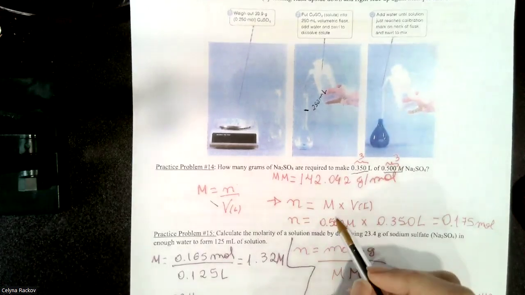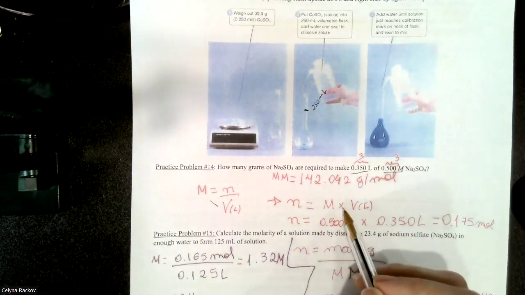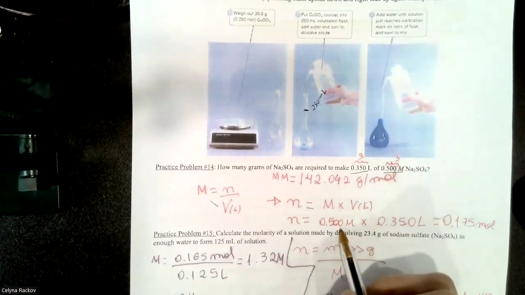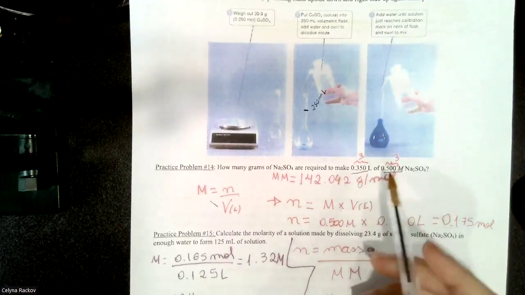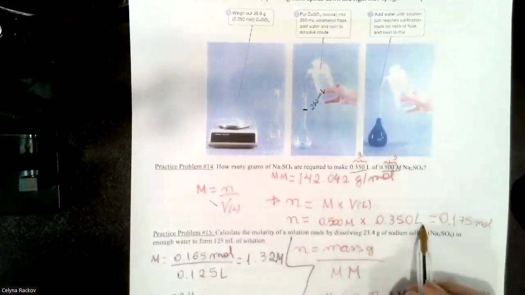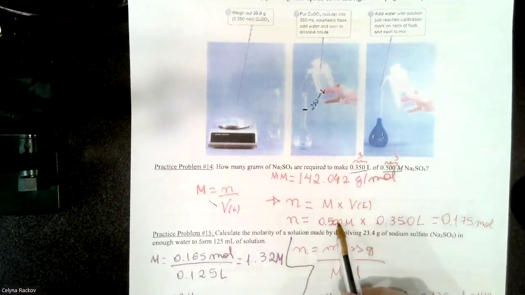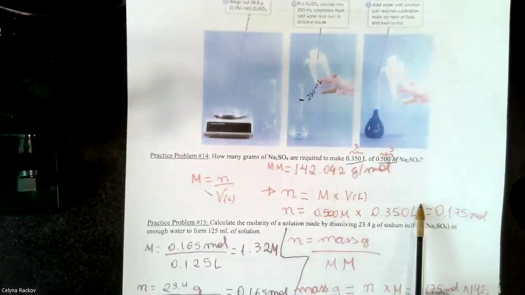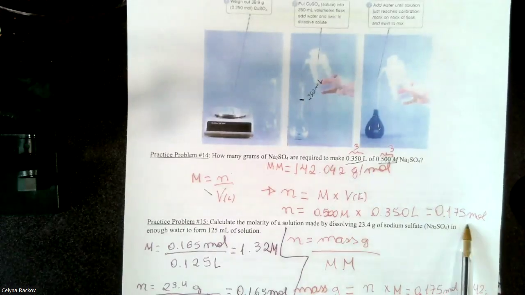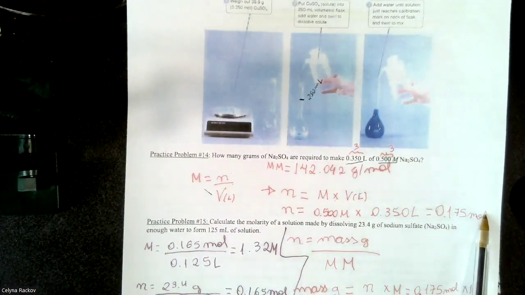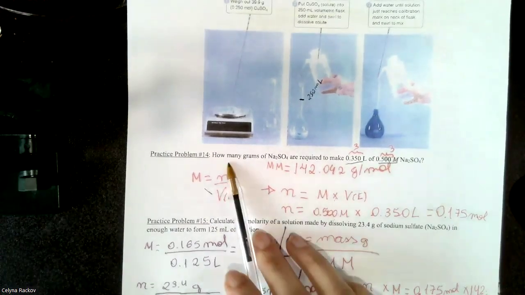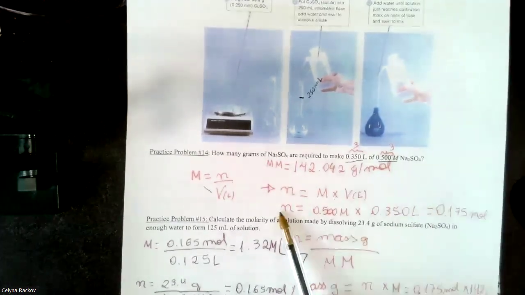Moles will be molarity times volume. Molarity was given 0.500. Volume was given 0.350 liters. So let's multiply here. When you do this multiplication, you find the number of moles: 0.175 moles. The question is asking for how many grams, so we need to convert from moles to grams.